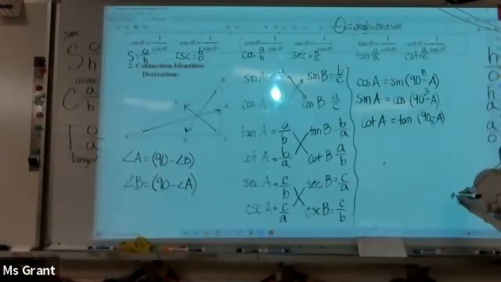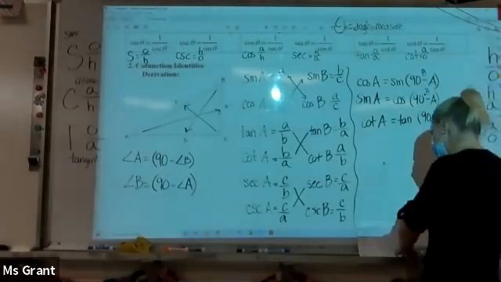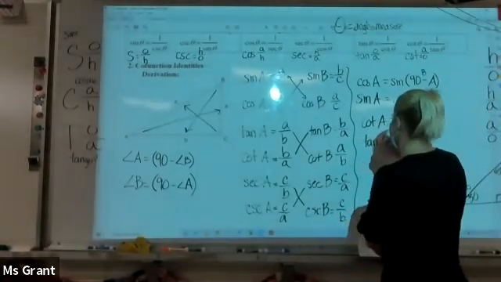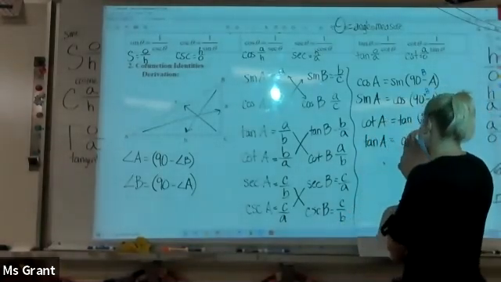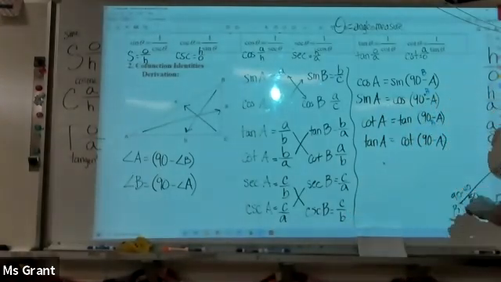90 minus 40. You just do that in your head because it's so easy by now, because you spent all geometry doing stuff like that. But if this is angle A and this is angle B, right? Okay. Tangent of angle A equals cotangent of 90 minus A. 90 minus angle A is the same value as angle B.